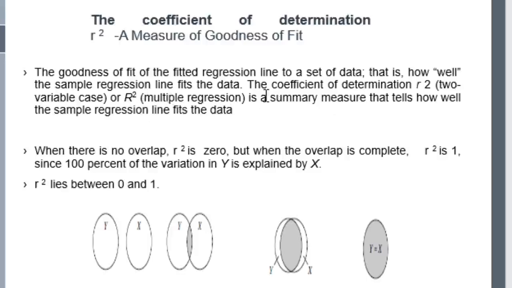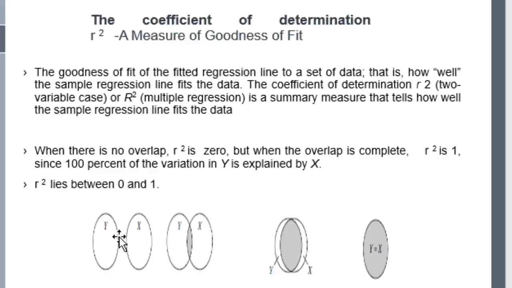This coefficient of determination R square is a summary measure. In the case of the two variable case, it is denoted by small r square, and in the case of the multiple regression model, it will be denoted as capital R square. It tells us how well the sample regression line fits the data. This can be explained by the following figure.